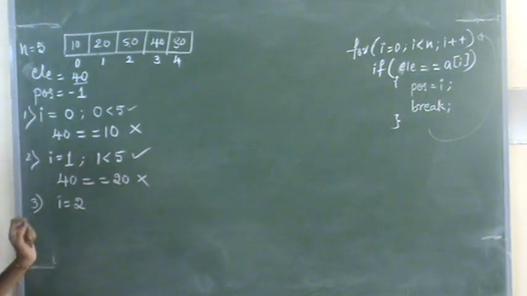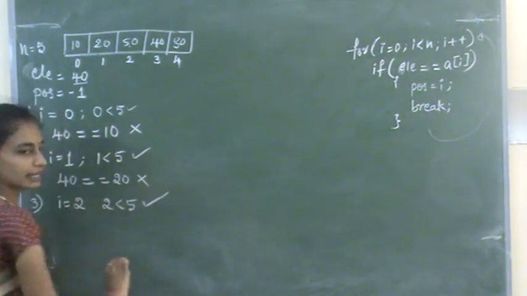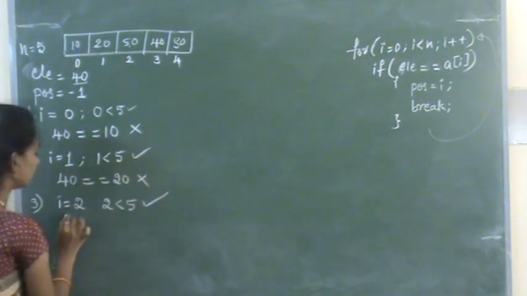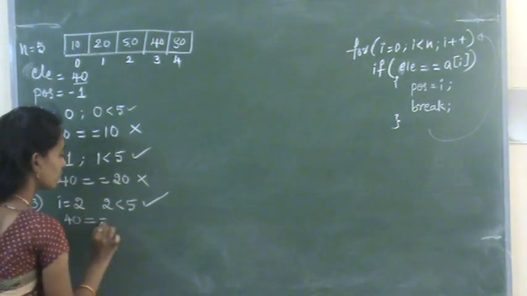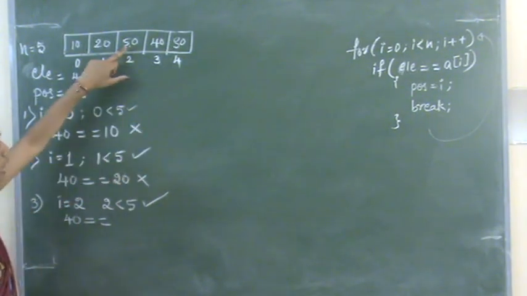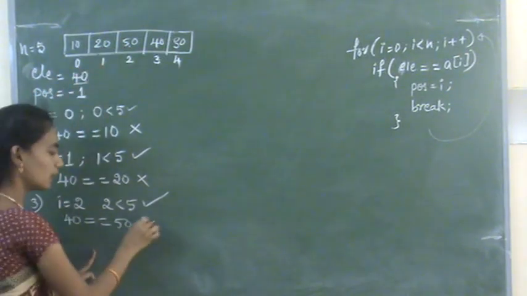So now I value becomes 2. So 2 is less than 5. Correct? It is true. Then it will enter the if condition. Then it will check the value. So element is equal to A of 2. What is A of 2? 50. So now is 40 equal to 50? No. Right?